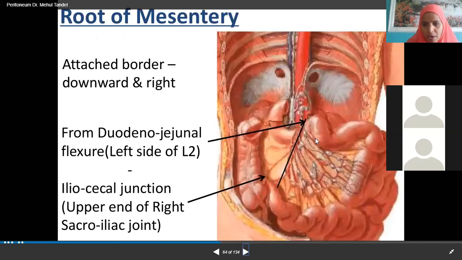And wherever it is attached along the coils of small intestines, which I told you as long as 5 meters, that is the free margin. Okay, this is representing the attached margin. So from where till where is it extending? From the duodenojejunal flexure, at the level of L2, to the right sacroiliac joint. This point is the right iliac fossa, in the 9 regions of the abdomen. From here till here. That means this point is corresponding to the ileocecal junction or the upper end of the right sacroiliac joint. So this is all the attached border, the root of the mesentery.